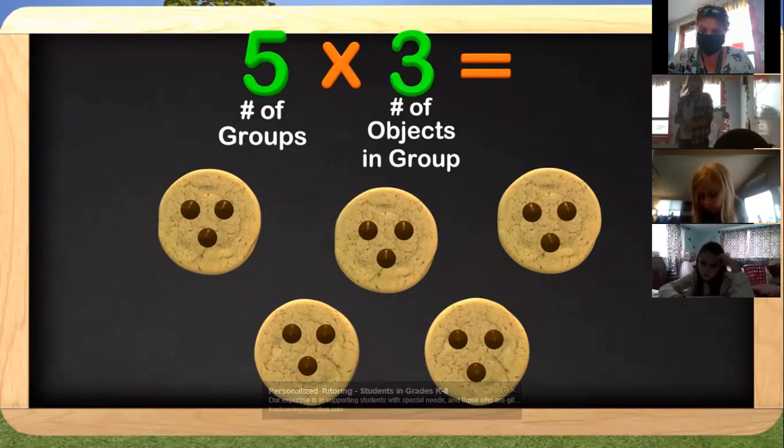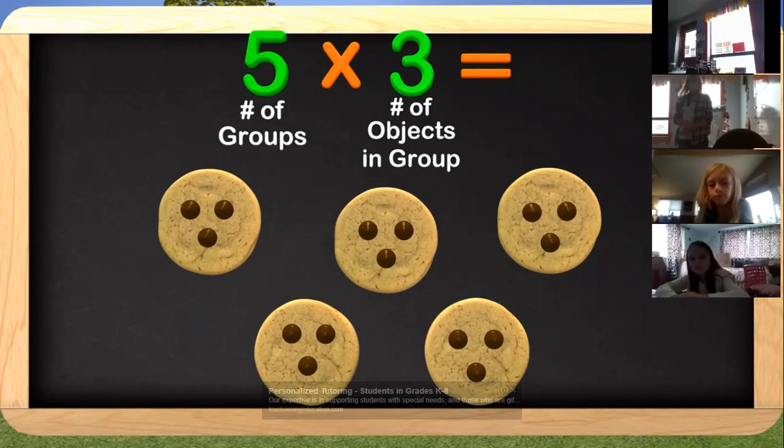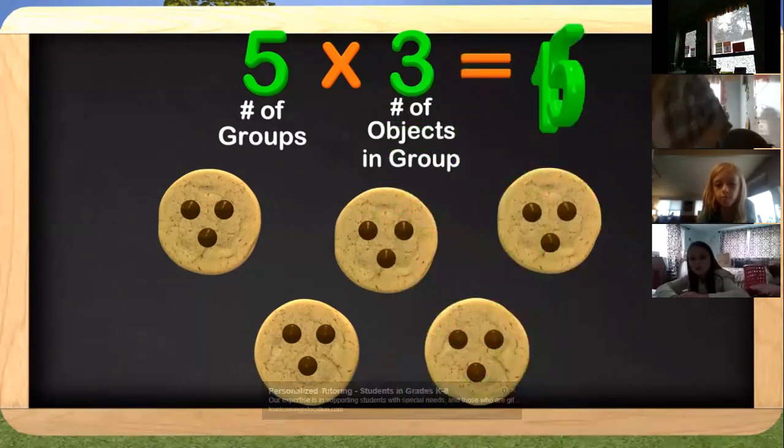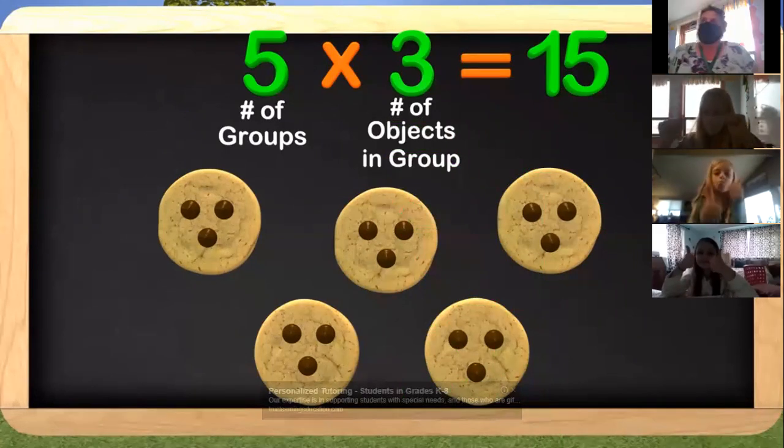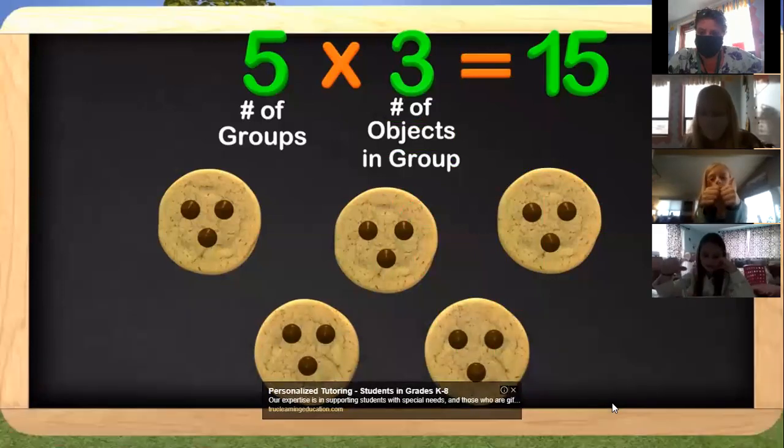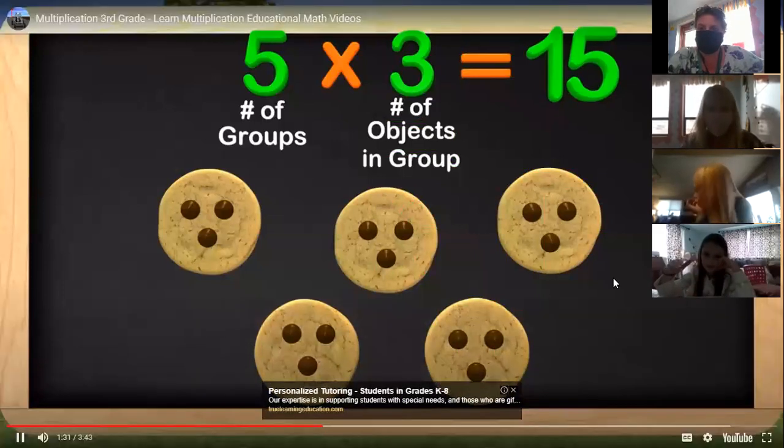These cookies show this concept. There are 5 cookies, and they are the number of groups. On each cookie, there are 3 chocolate chips, and they are the number of objects in each group. Can you please tell me how many chocolate chips there are in all? Anyone? 15. What do you think at home? Great job. If you said 15, give me a double thumbs up. Good job, Astria. Good job, Haley. Counting all the chocolate chips gives us 15.